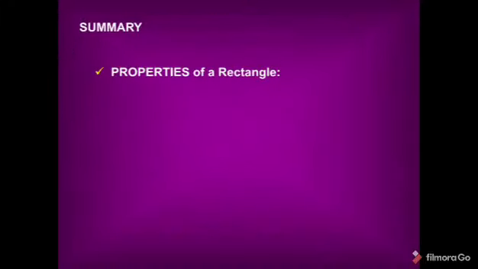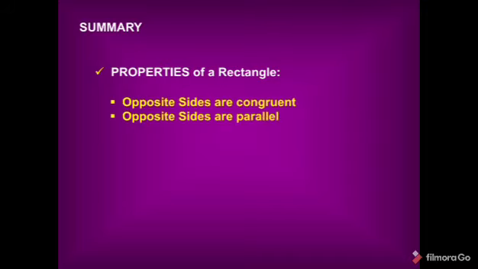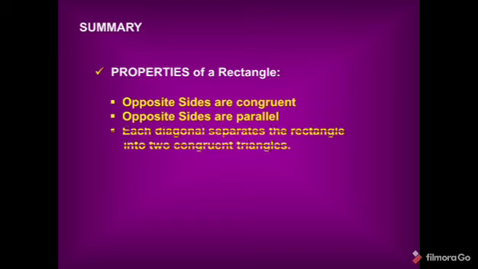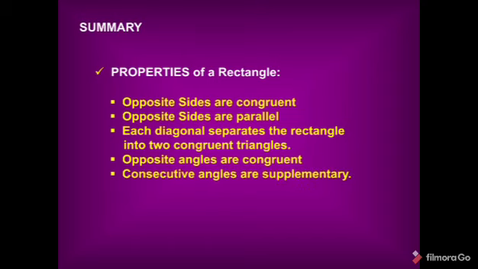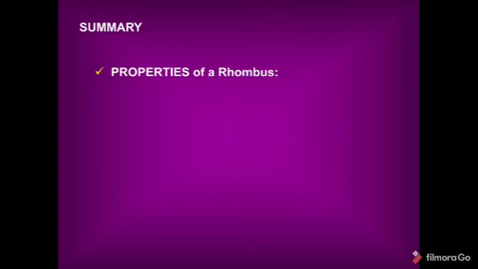Now let's have the summary of the different properties of a rectangle, square, and a rhombus. So let's start with the properties of a rectangle. It says that opposite sides are congruent, opposite sides are parallel. Each diagonal separates the rectangle into two congruent triangles. Opposite angles are congruent. Consecutive angles are supplementary. And lastly, all angles are right angles.